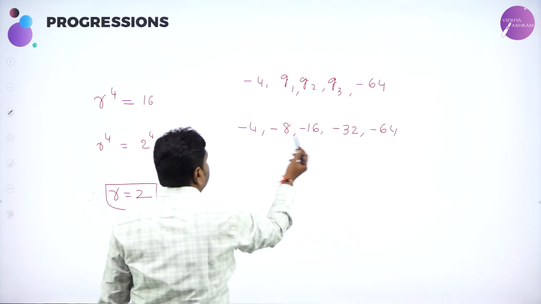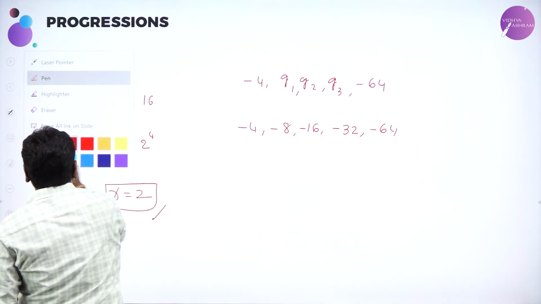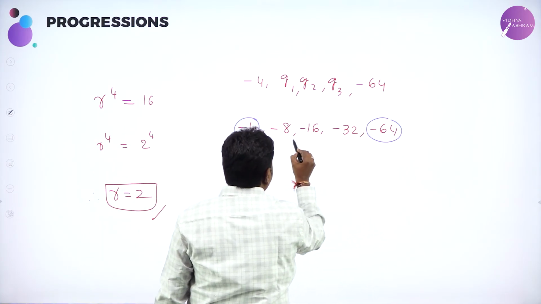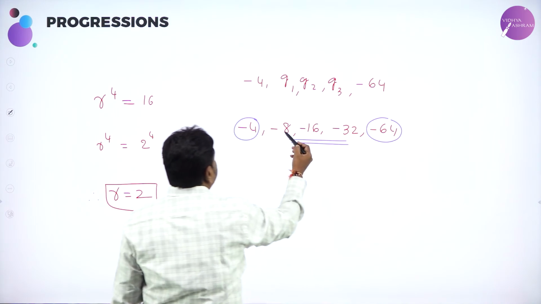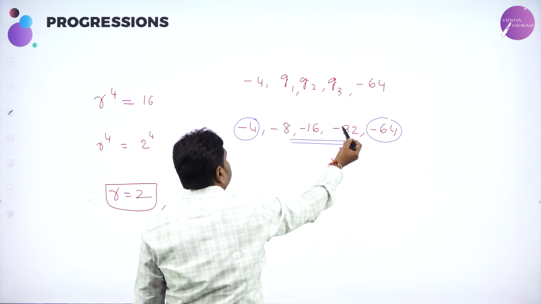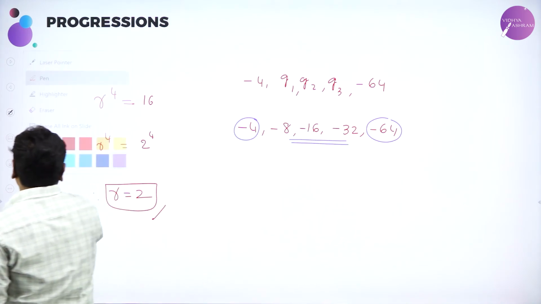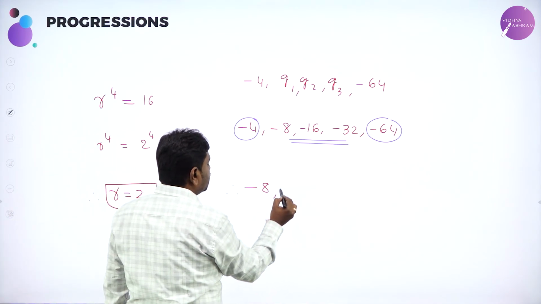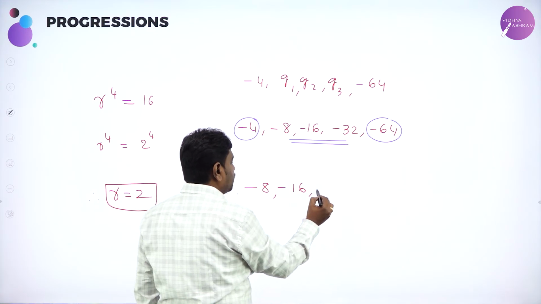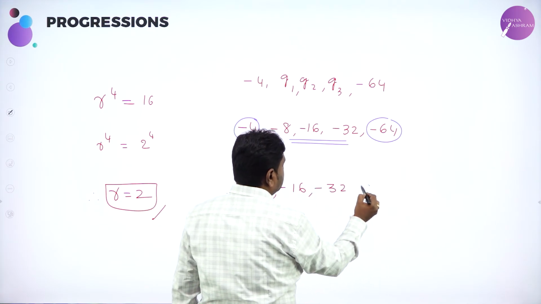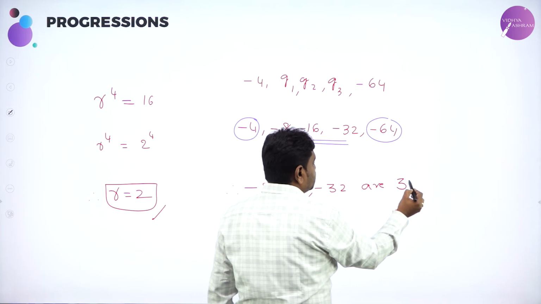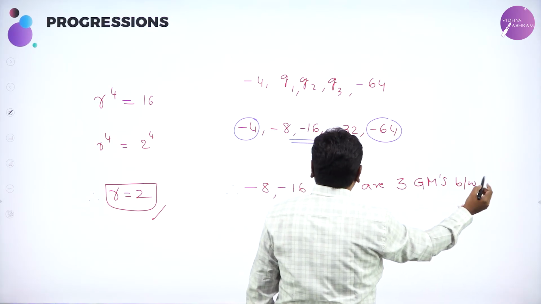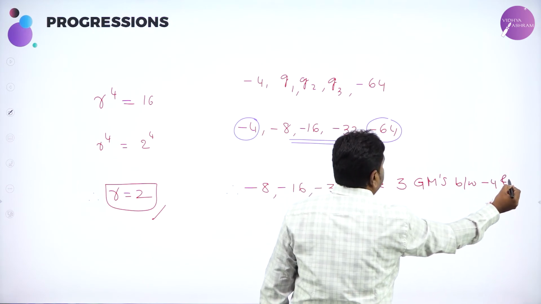See, the given numbers are minus 4 and minus 64. Between them, we got 3 geometric means. In the place of G1 minus 8, in the place of G2 minus 16, and G3 is minus 32. So therefore, what is the conclusion? Therefore, minus 8, minus 16, minus 32 are the 3 geometric means, or 3 GMs, between the given numbers. Between what? Minus 4 and minus 64.